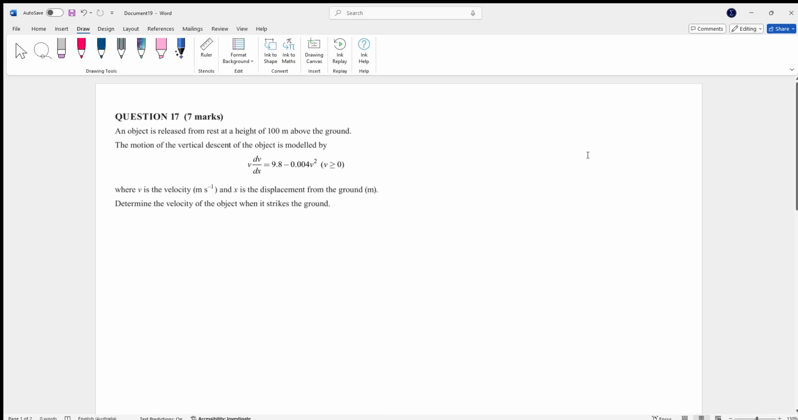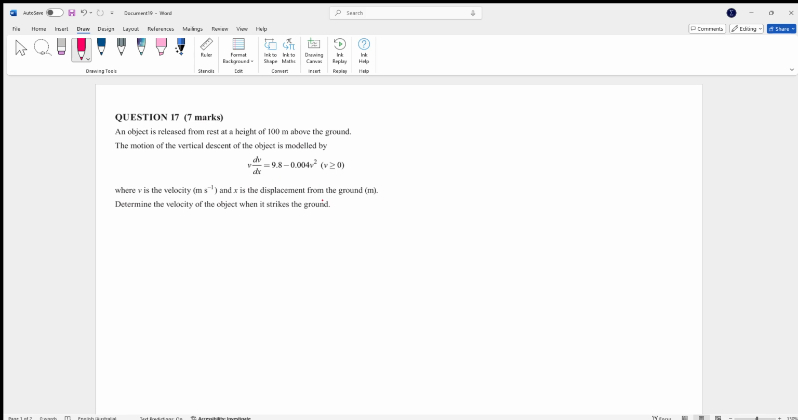Let's take a look at this guy here. Now this one here you are allowed to calculate, but it's not going to really help you too much, to be honest with you. So, an object is released from a rest height of 100 meters above the ground. The motion of the vertical descent of the object is modeled by this differential equation here, where v is velocity in meters per second, x is displacement from the ground. Determine the velocity of the object when it strikes the ground.